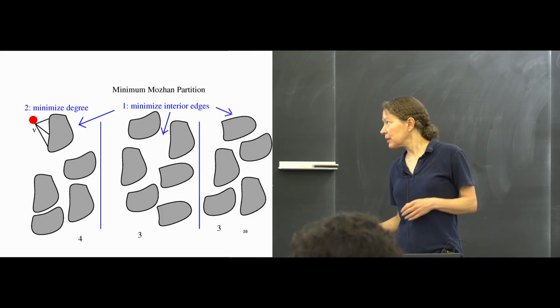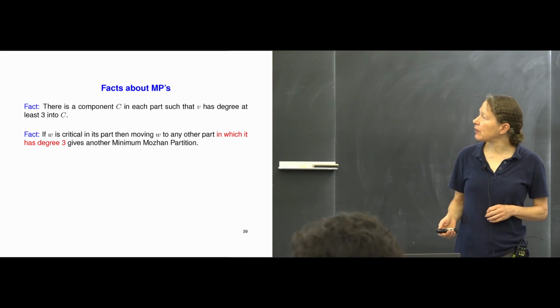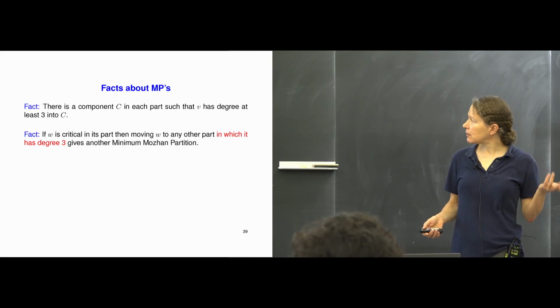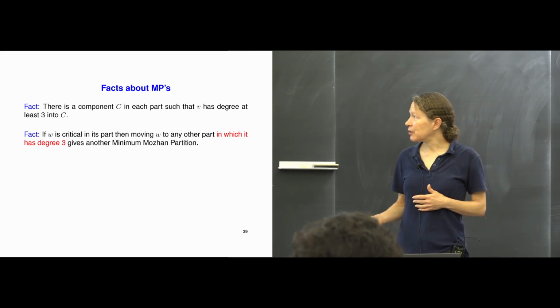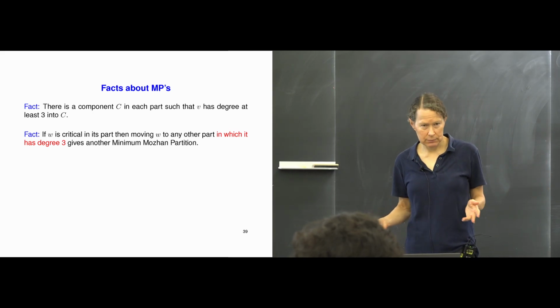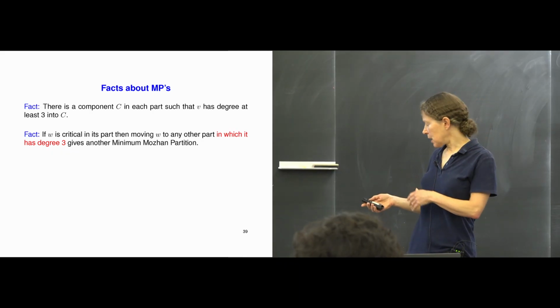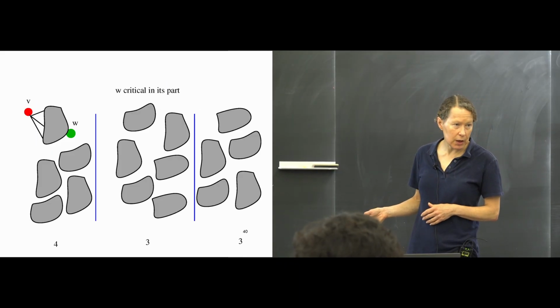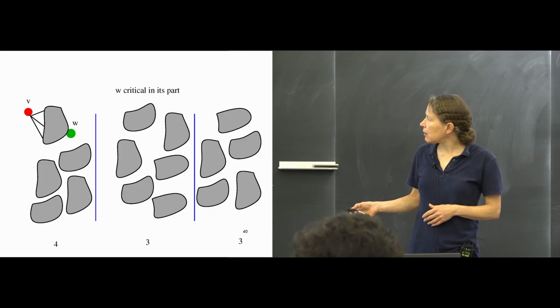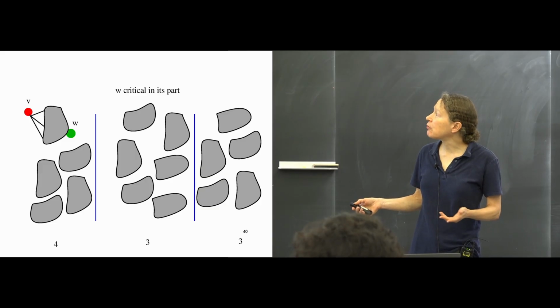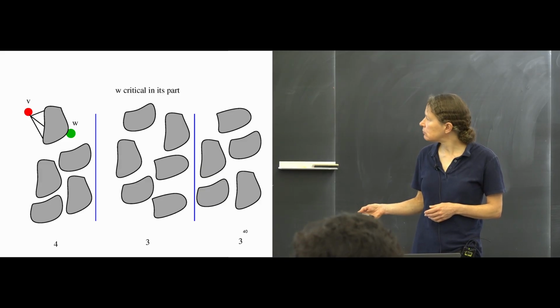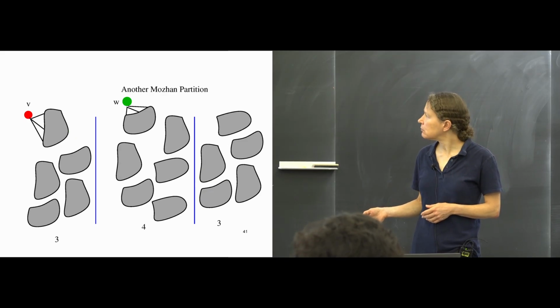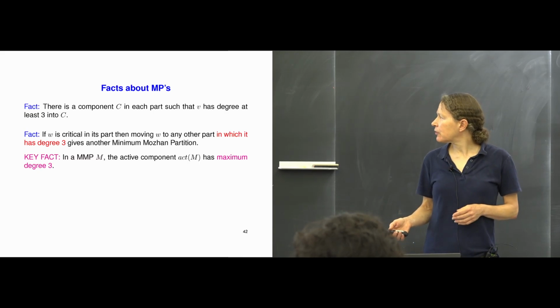Okay, so far it's all looking a little bit boring, but let's go on with some facts. So W, critical in its part, moving it to any other part where it has degree 3 gives another minimum Mojan partition. If I start with a minimum one and I move W to another part where it has degree 3, what happens? Well, its degree here is at least 3, because everyone has that property. And if I move it over here where it has degree 3, well, I lose at least 3 edges and I gain at most 3 edges. So it's going to be also minimum. If I put it there, that's another minimum Mojan partition.